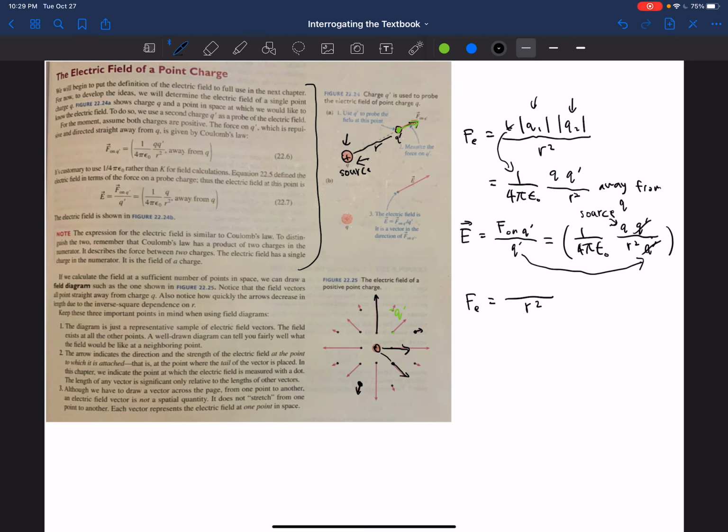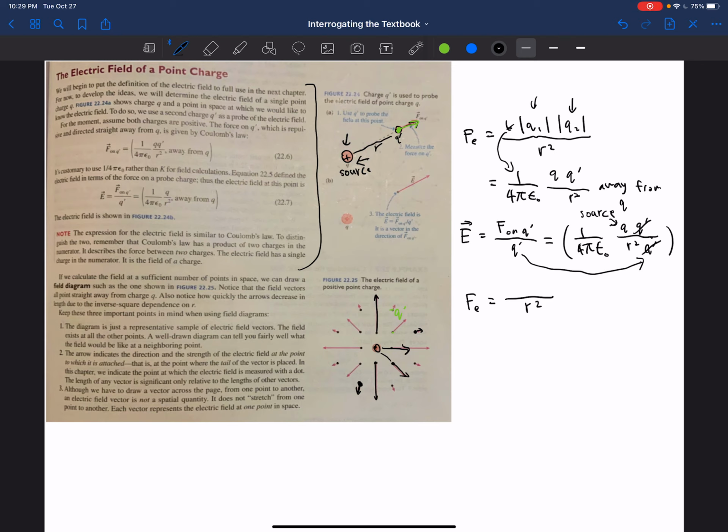And the second part is saying that the length of any vector is significant only relative to the length of other vectors. Since arrows don't really have a unit, we're just comparing the lengths of different arrows. So this one's obviously going to be a lot shorter than this one, so the strength is also going to be a lot weaker.